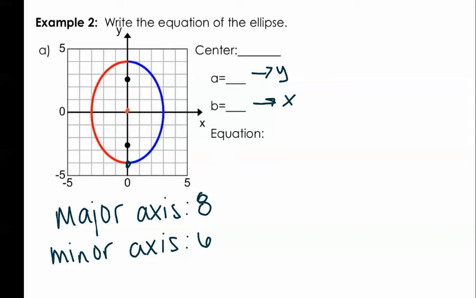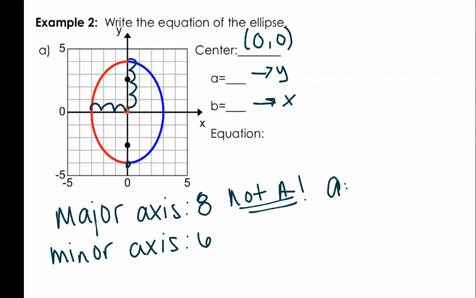So here's my center. We can see now that the center is at the origin. The reason why is that the major axis is 8, which means 1, 2, 3, 4 right there is going to bring me to the origin. My minor axis being 6 means that half, 1, 2, 3, would bring me to the origin again. So that's the center. We can jot that down: center is 0, 0. If my major axis was 8 units, that is not my A value. The way you find A is by chopping it in half.